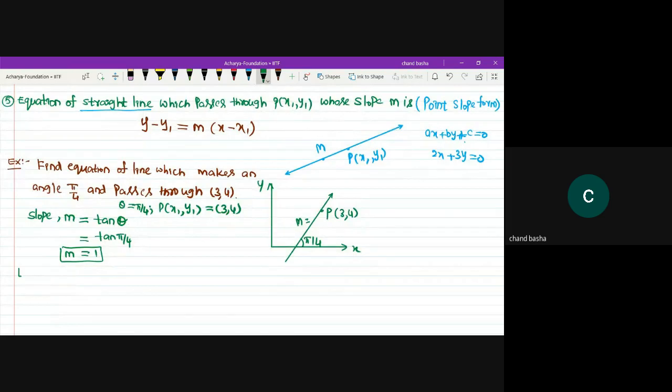The equation of the straight line formula: y minus y1 is equal to m into x minus x1. So clearly x1 will be 3 and y1 will be 4. So we can put these values. y minus 4 is equal to 1 into x minus 3.